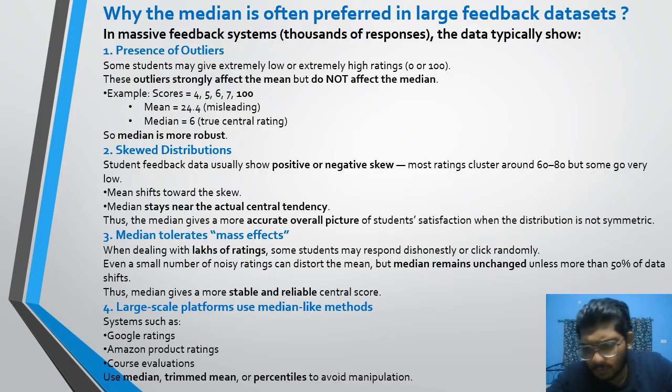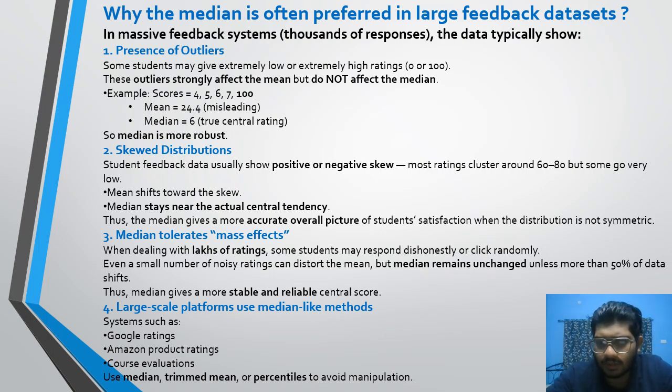6 is true. Now, skewed distribution. Student feedback data usually shows positive or negative skew. Most ratings cluster around 60 to 80, but some go very low. This is because of the same outliers, positive skew, negative skew. It is always around 60 to 80, but some go very low.